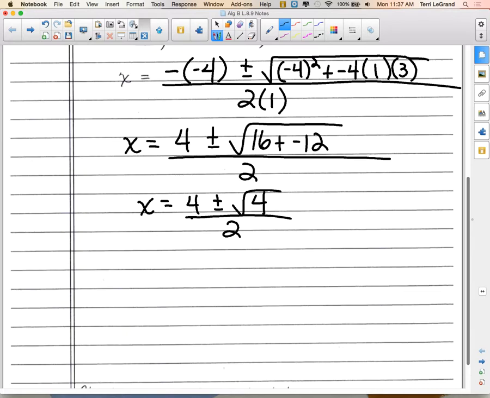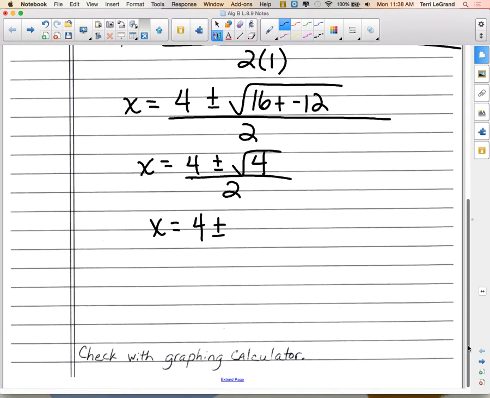So we did one thing. We simplified what was underneath the radical sign. 16 plus -12 became 4. Now, we're going to get rid of the radical sign next. 4 plus or minus 2. Square root of 4 is 2, and this takes care of the positive and the negative square root right here. So we just need a 2 there, and then we need a 2 downstairs.